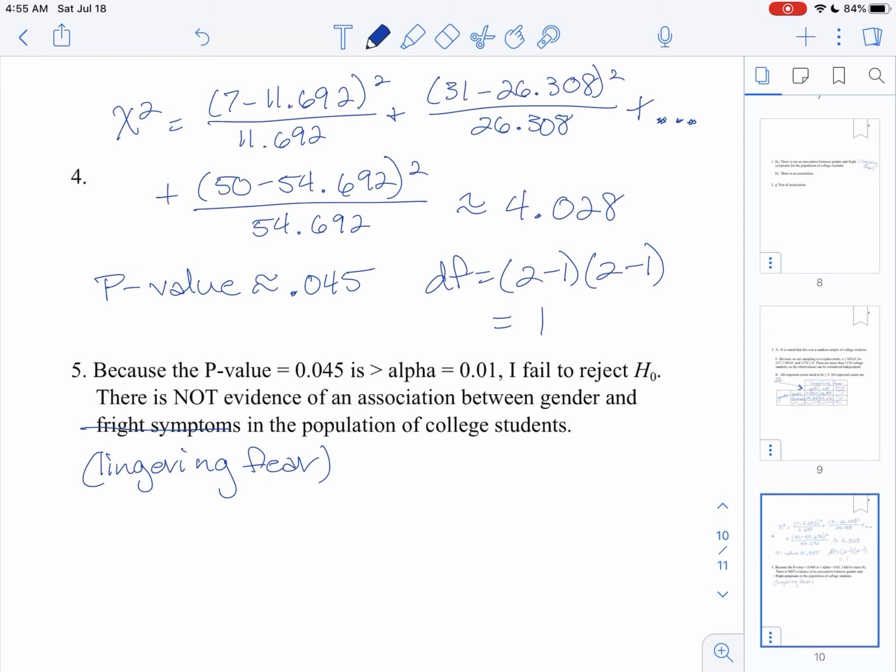And again, if you'd written your hypotheses as independence instead, then I would say there is not evidence of gender and lingering fear being dependent, or not being independent, in the population of college students. Okay.